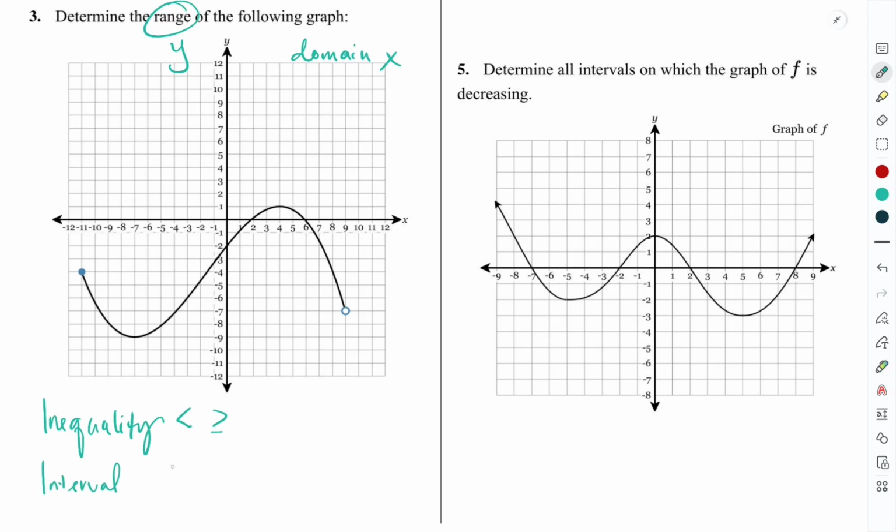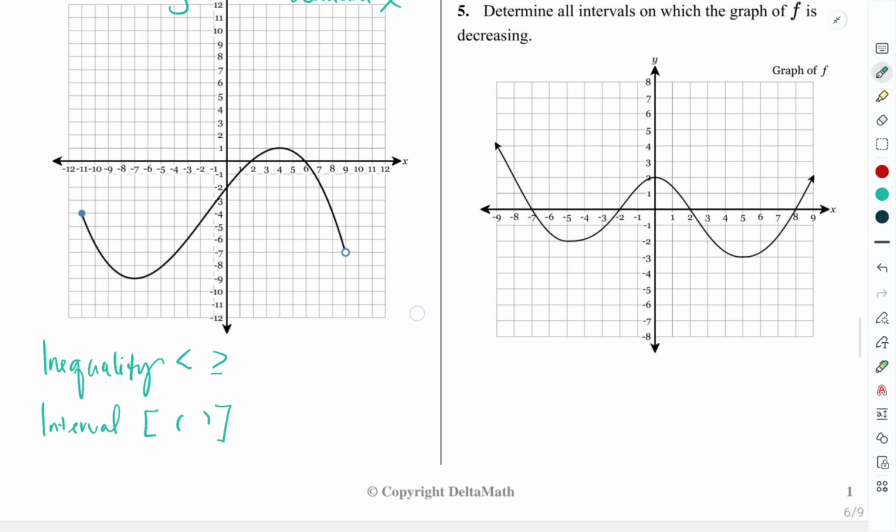Inequalities is the less thans and greater thans. Interval is the hard brackets and soft brackets. Okay, I'll show you both.